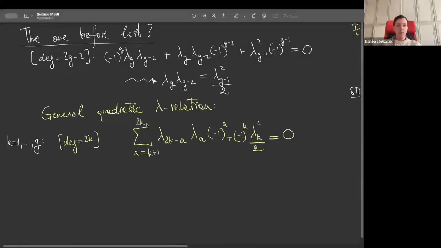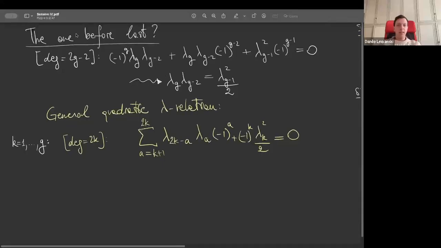The last one you would have is this. Basically, this is the one before last. You would get -1 to the power g times lambda g minus 2 plus basically the opposite of that plus lambda g minus 1 squared times -1 to the g minus 1 equal to 0, from which you recover the relation I mentioned earlier, but with the right coefficient. And in general, you would have these nice quadratic lambda relations.